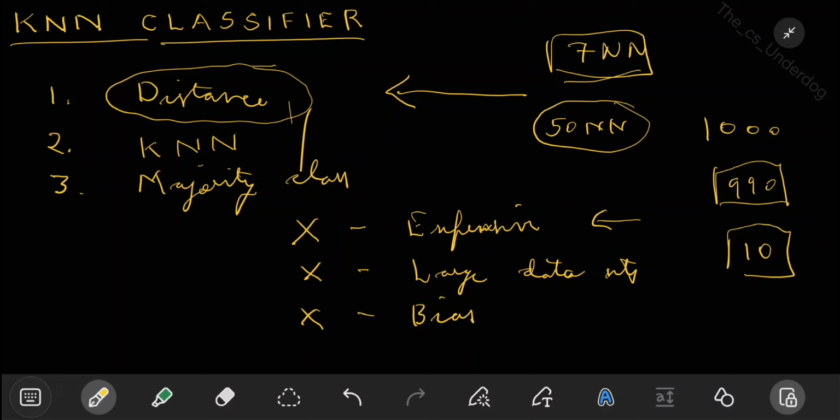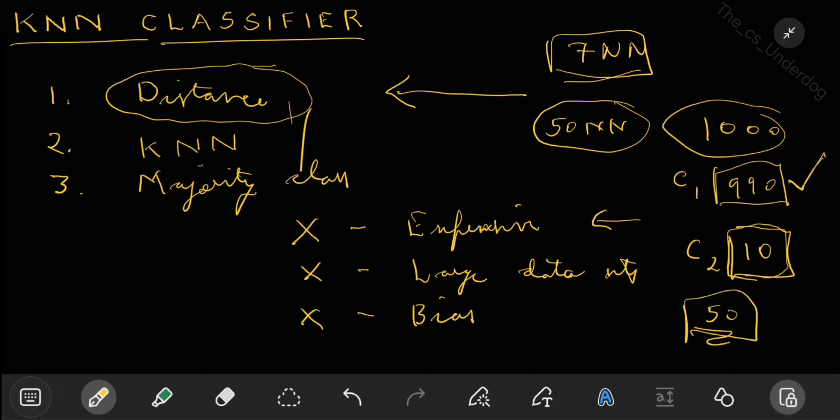If I'm using a 50 NN classifier, wherever my point is, if you take 50 nearest neighbors, class 1, which has 990 data points in total, will always win. The reason is that only 10 points belong to class 2 in total. So wherever a point is, among 50 nearest neighbors the maximum representation from class 2 is 10 only. The remaining 40 will be from C1. So any point will be classified as C1. This is the bias the model shows towards the majority class if it is an imbalanced data set. This is the other negative. Otherwise, if your data set is well balanced and smaller, KNN is a good option.